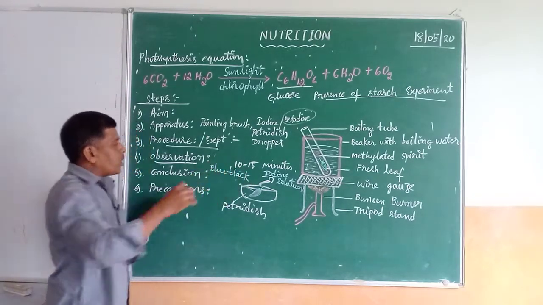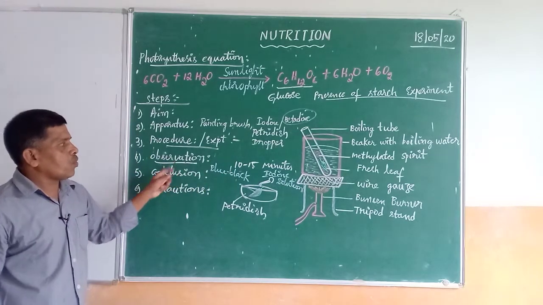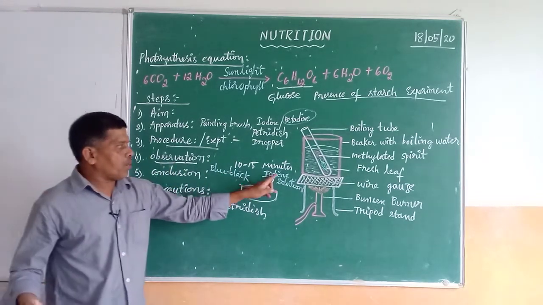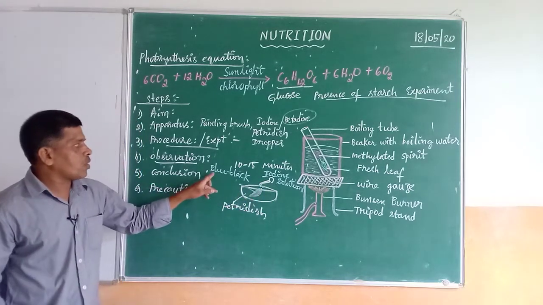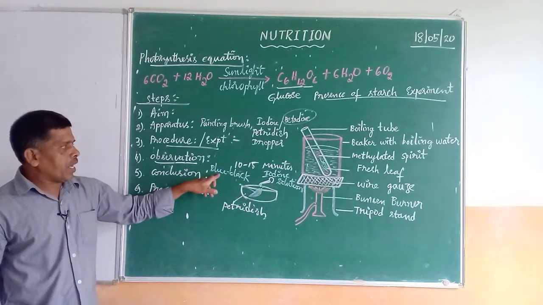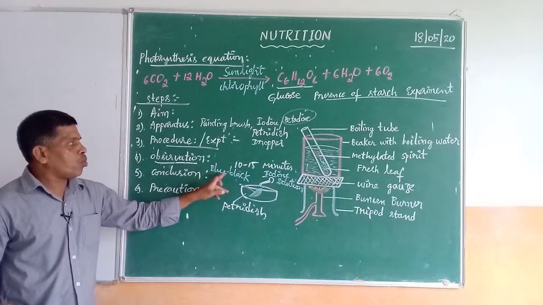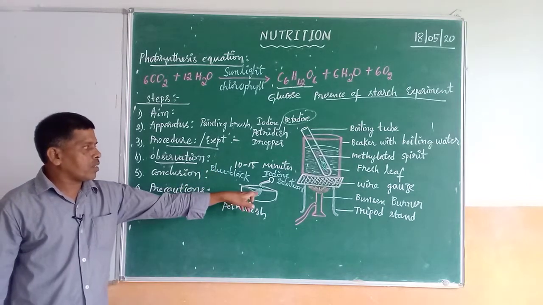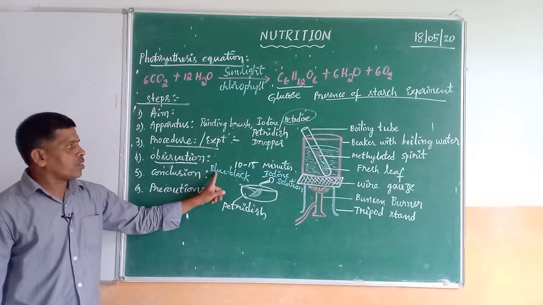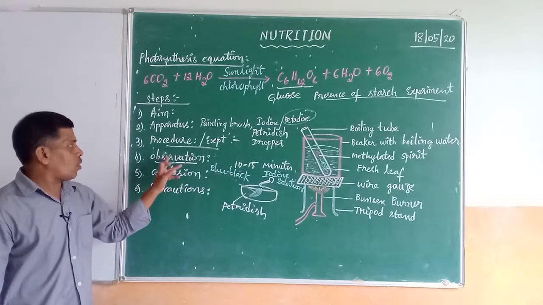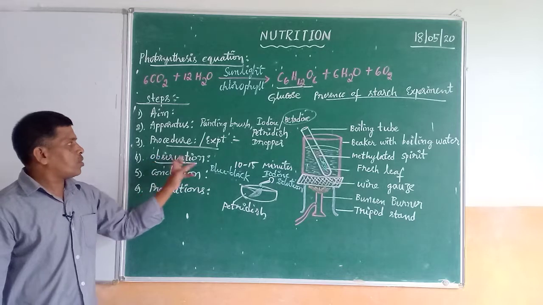So this is what you need to write under the observation. Whenever you apply iodine solution by using a dropper onto the leaf, the leaf gives a blue-black color. The appearance of blue-black color indicates the presence of starch. Wherever starch is available in the leaf, it turns blue-black. That is what we write under the heading called observation.